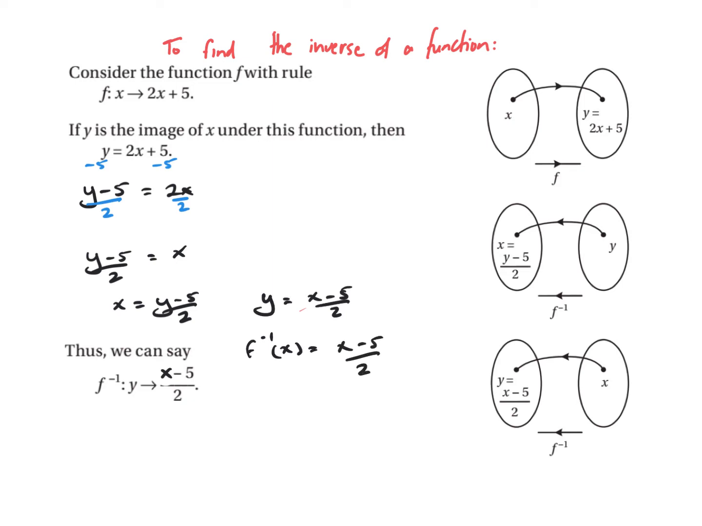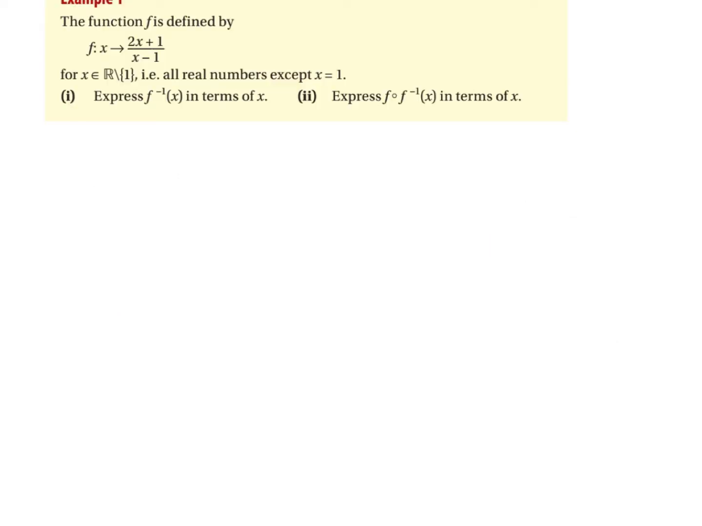Now, just to double check, we said that once we put 2 into the function, if you remember earlier in the slide, I got an answer of 9. So let's put 9 in here. We get 9 minus 5, which is 4. 4 divided by 2 is 2, so I've gone back to my original. That's the inverse function.